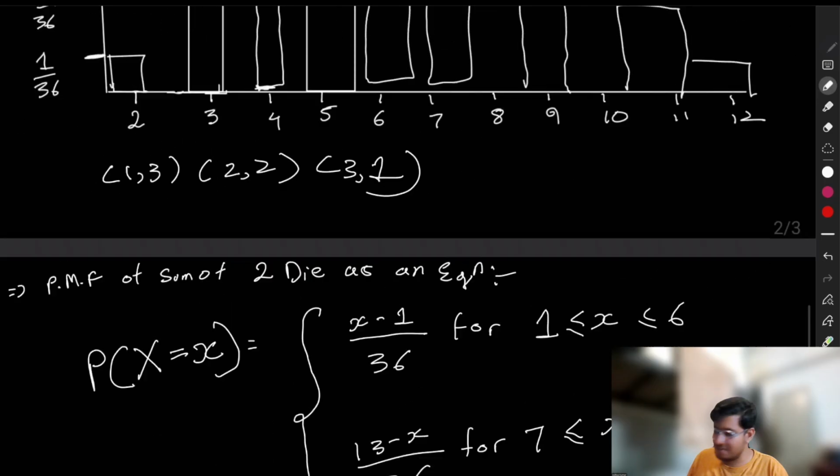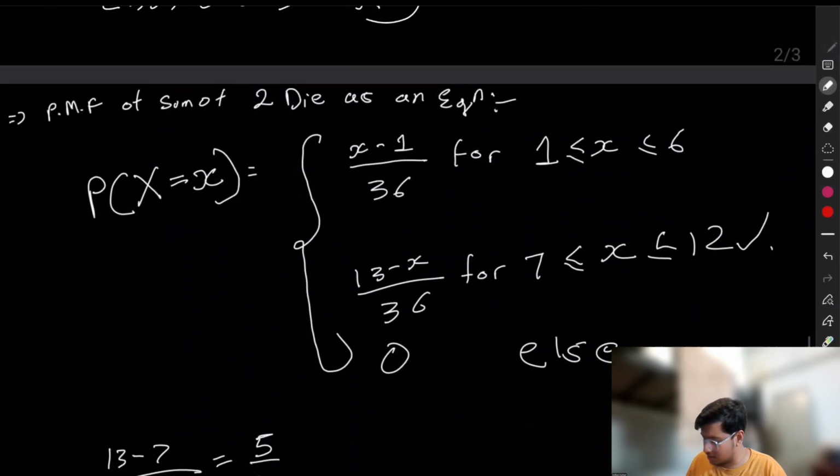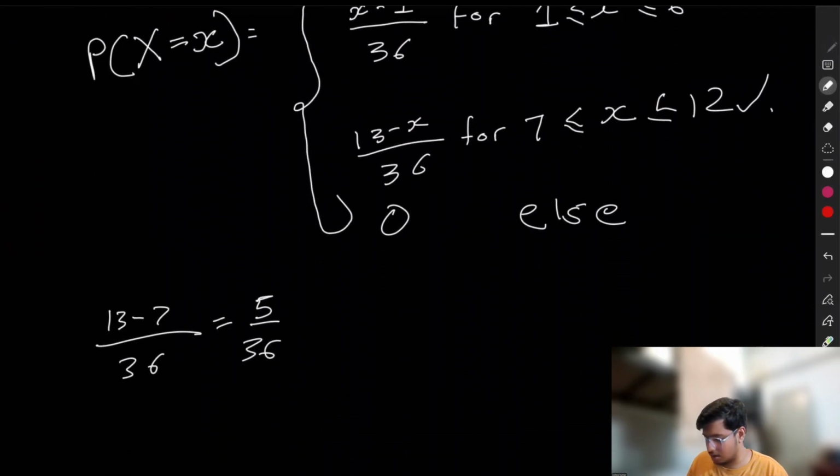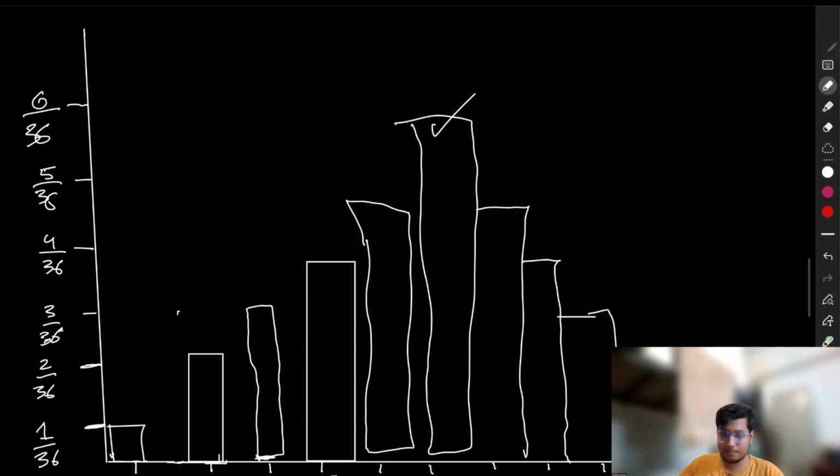Let's verify it by our graph. 7 is coming 6 by 36. What is 13 minus 7? 8, 9, 10, 11, 12, 13. Sorry, it is 6 by 36 only, if you calculate by calculator. Sorry for that. It is 6 by 36, and you can see our graph is also showing that only.